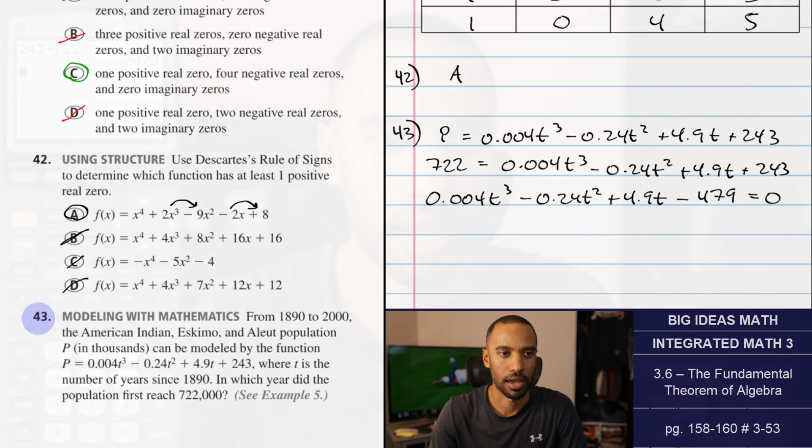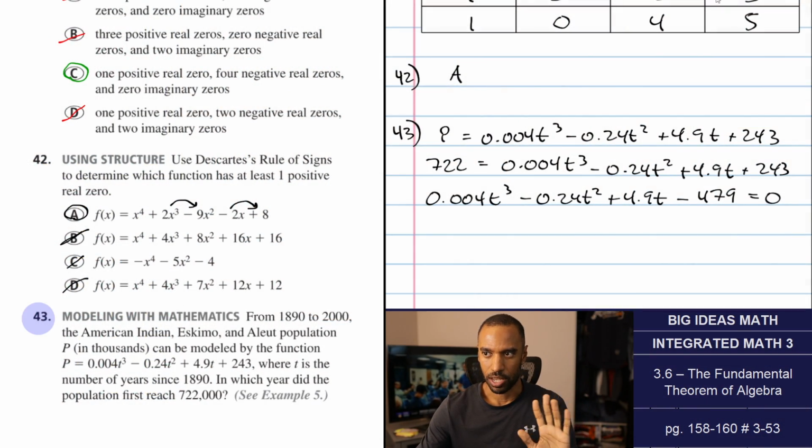So let's go to our calculator, and we are going to do 0.004x cubed minus 0.24x squared plus 4.9x minus 479.